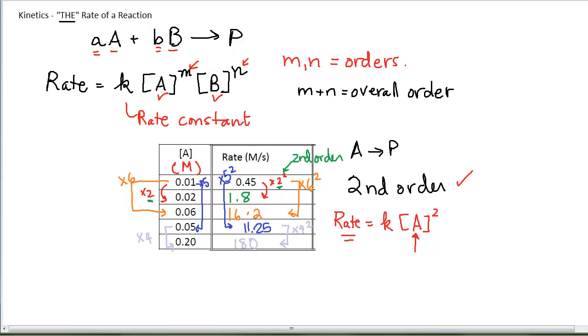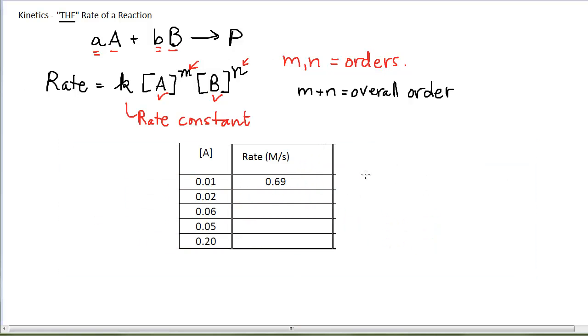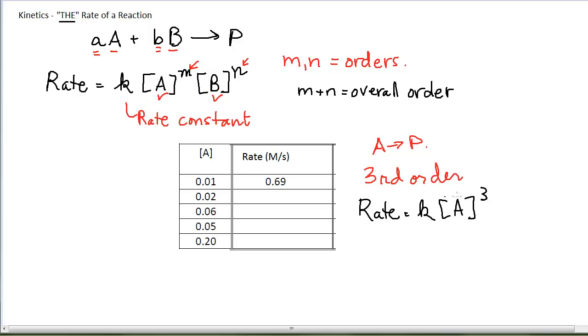Let's look at another one. Alright, new table, new reaction. I'm looking at a totally different reaction, but again it has the format of A goes to products. I am told in this case I'm looking at a third order reaction. My third order reaction means that my rate law, the equation that governs the rate of the reaction, will be rate equals k times the concentration of A cubed.